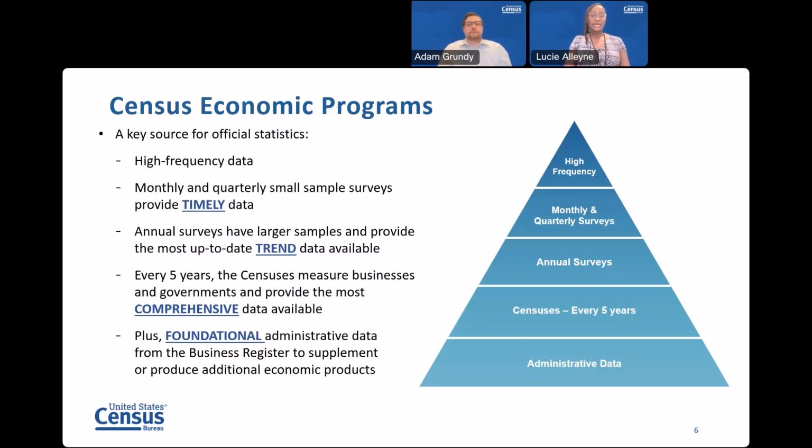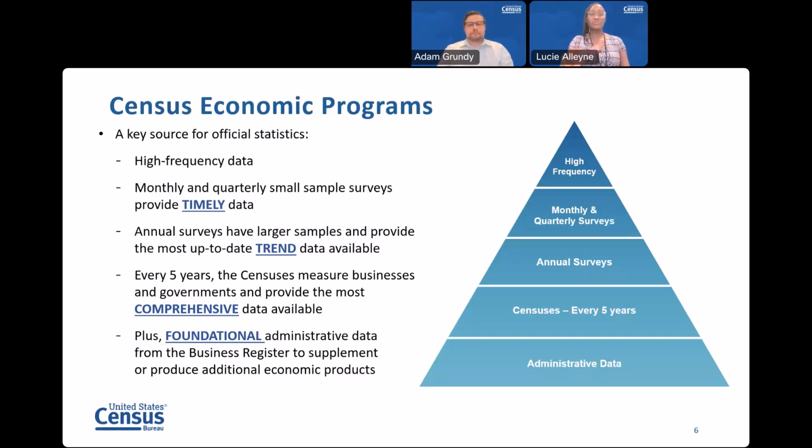comprehensive censuses that are done in the years ending in 2 and 7. Those censuses are the Census of Governments, which measures government activities, and the Economic Census, which is a comprehensive look at most employer businesses in the United States. Lastly, we have our administrative data from the business registry, which uses information from the IRS to help us supplement and produce additional economic products like County Business Patterns, which we'll discuss further, and the annual economic program.